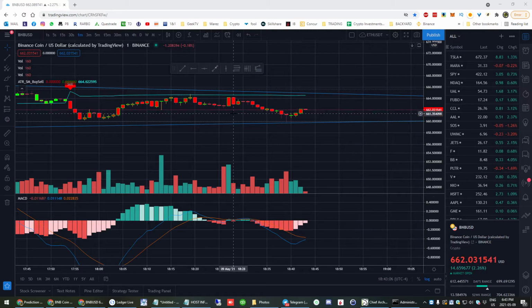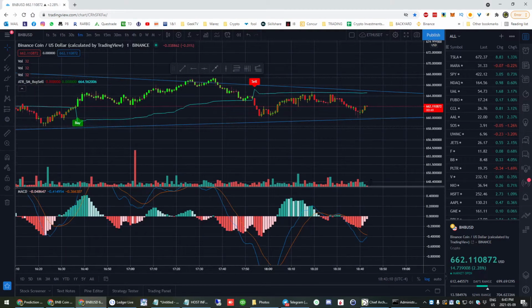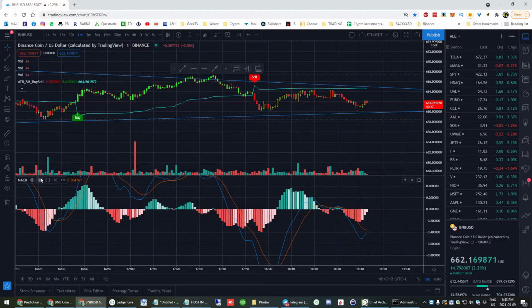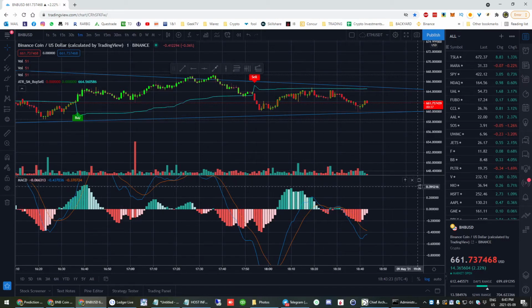This is a BNB USD chart, obviously at the 1 minute time frame. What I have here is the MACD indicator. You can add this on tradingview.com, and essentially what you do is you click here, search for MACD, and add it as a favorite, and then once you click on it, you'll start to see something like this.